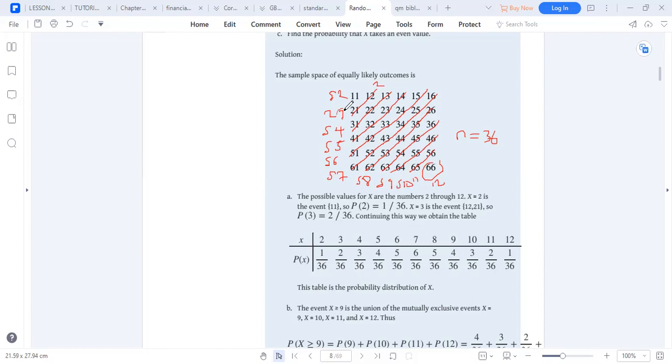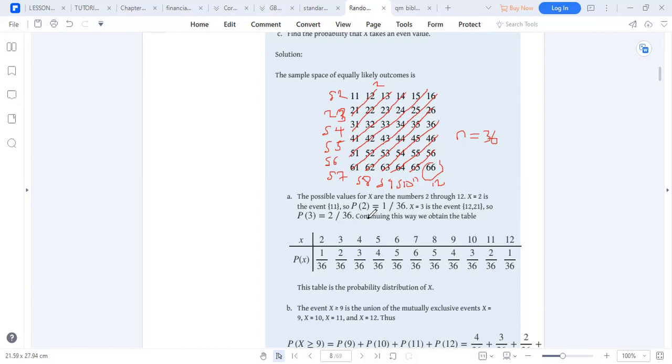So how many are giving you a sum of 3? 1, 2. So that's where the 2 is coming from. 2 out of 36. Which one is giving you a sum of 4? 1, 2, 3. That's where the 3 is coming from. Which one is giving you sum of 5? 4 plus 1, 3 times 2. So they're 1, 2, 3, 4. You get it now? Yes.